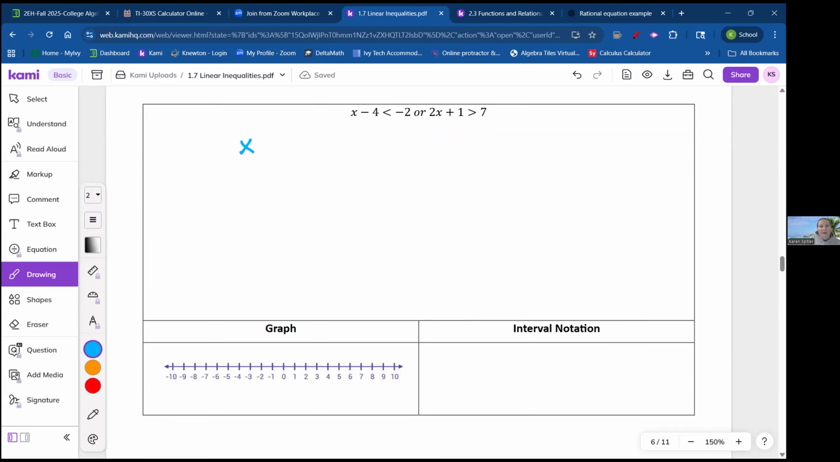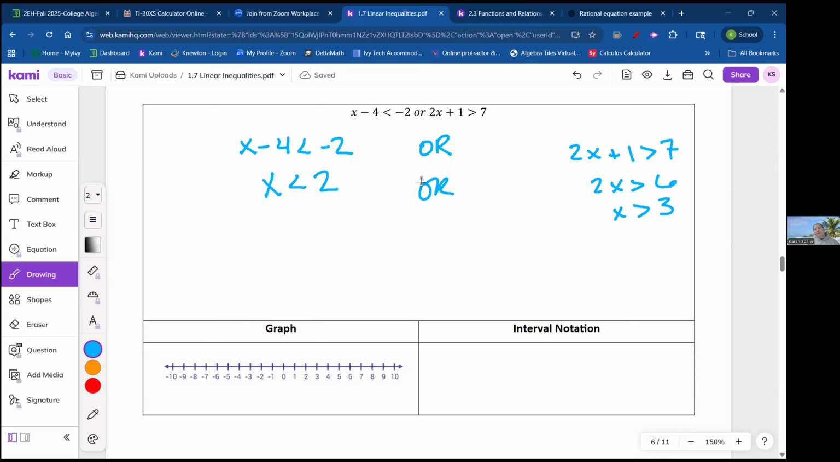Okay. So I've got x minus 4 is less than -2. And I've got, or I've got technically, right? Or I've got 2x plus 1 is greater than 7. So I'm going to start here on the left. I'm going to add 4, and I get x is less than 2. Or I'm going to subtract 1. So 2x is greater than 6, and x is greater than 3 after dividing by 2.